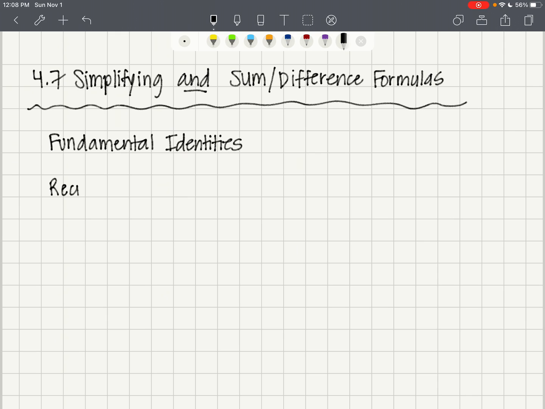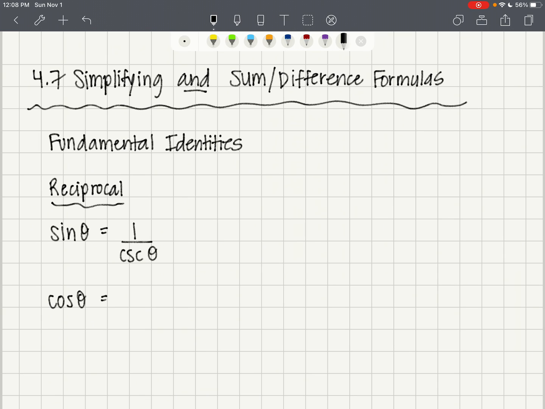Okay. The first ones we're going to talk about are the reciprocal identities. So the reciprocal identities, sine of theta is equal to 1 over cosecant of theta. So on a note card, I would put reciprocal in the upper left-hand corner, and I would put sine of theta in the middle of the card, and on the back side of the card, I would put the fraction 1 over cosecant of theta. And I would do that on all of these.